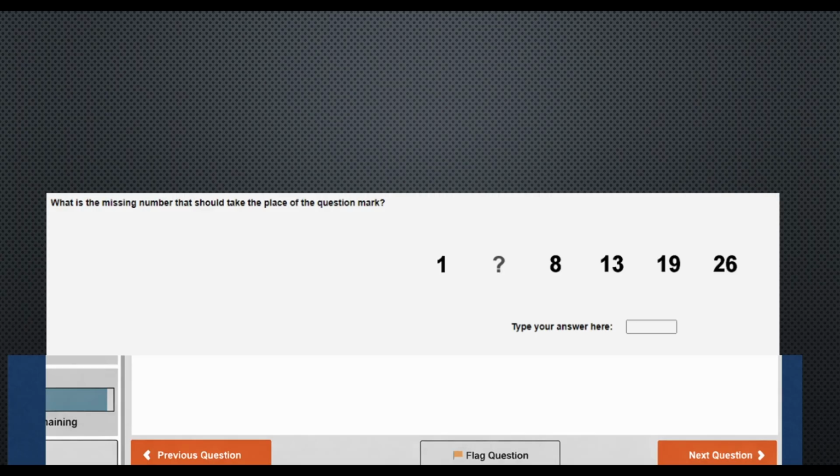That's right, the correct answer is 4. If we look at the sequence from left to right, the numbers are increasing, and the amount they increase by goes up by 1 each time. Once we identify that pattern, we can apply the same rule to find the missing number. Following the sequence, the correct answer is 4.